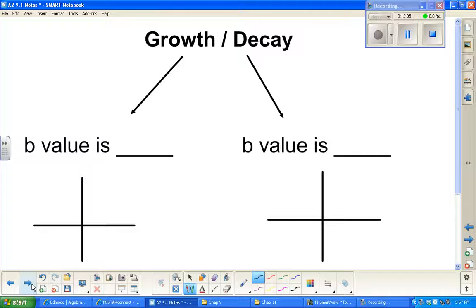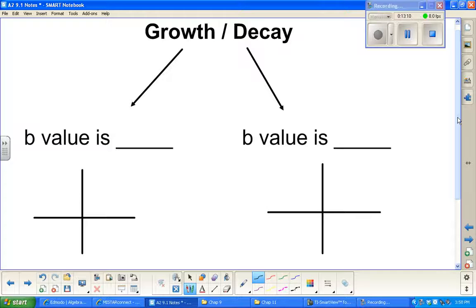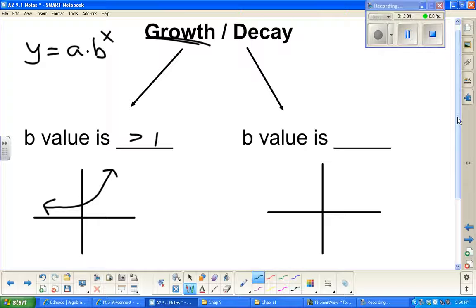Now the new vocab, growth versus decay. If your general form for all of these is y equals some a times some b to the x power, we showed one of each. The first one we did was 1 times 3 to the x. That one was growing like this. So the rule is you get growth whenever the b value is greater than 1. If you take any number and times it by something bigger than 1, you're going to get a bigger answer.